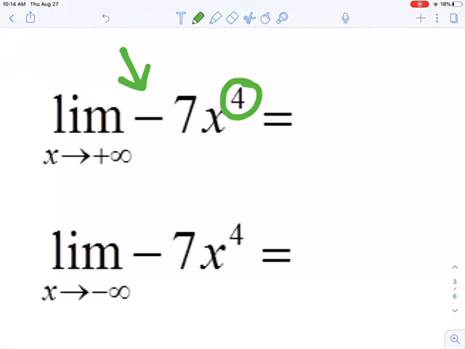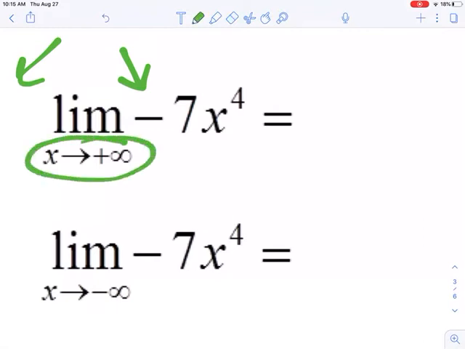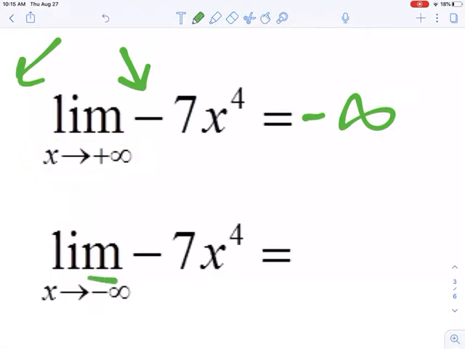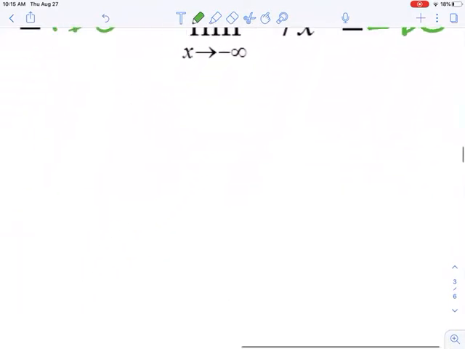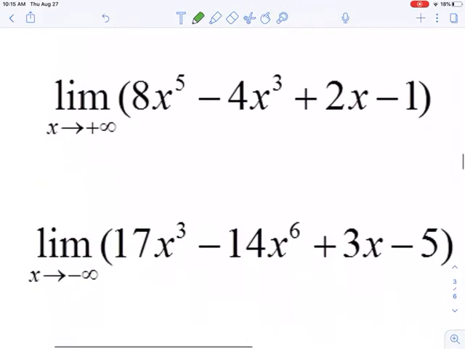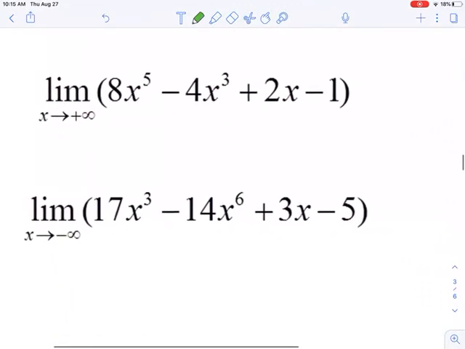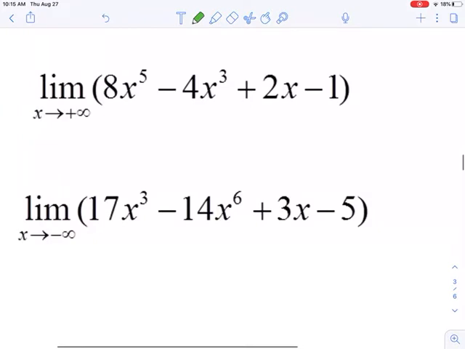We have a negative leading coefficient, which means the right is going to fall. And we have an even degree, which means the left is going to have the same behavior. So, when I ask you for the limit towards infinity, our right end behavior is falling. When I ask you for the limit towards negative infinity, our left behavior is falling.